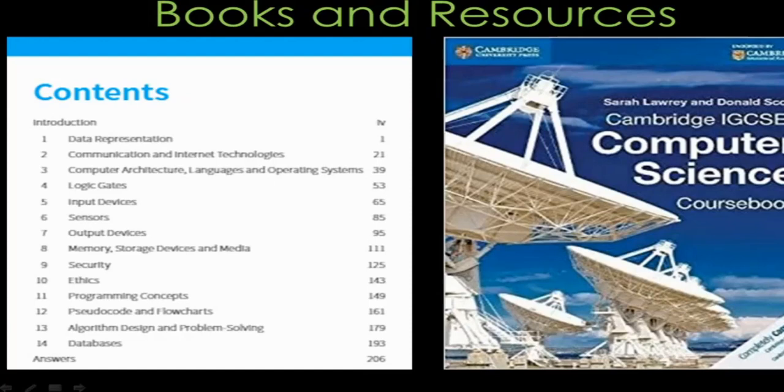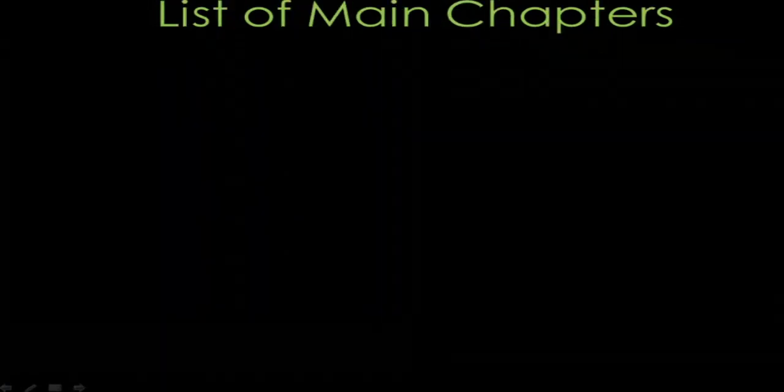The book that we will be using for this course is Cambridge IGCSE Computer Science. This is written by Sarah Lawrey and David Watson. By this time, when I'm making this video, I'm confident that you have this book. Of course, we will not be studying all the chapters in grade 9, but we will be taking selected chapters in grade 9, and we will continue this book in other grades as well.